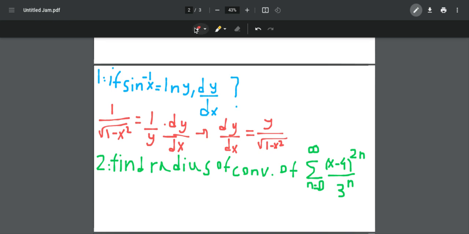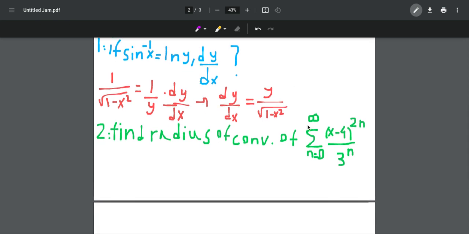Okay, this is the answer for the first question. Let's go to the second question. For the second question, we want to find the radius of convergence of this series: the series from n equals 0 to infinity of (x minus 4) to the power of 2n over 3 to the power of n. For this, we have to use the ratio test.